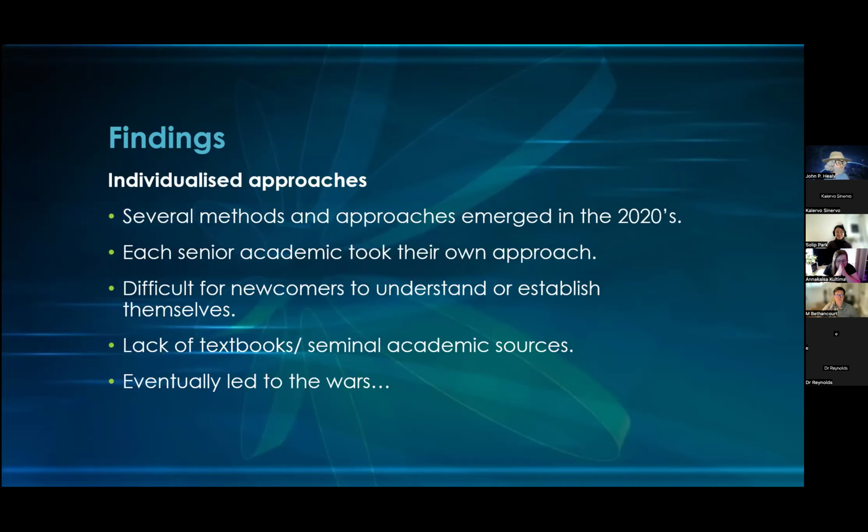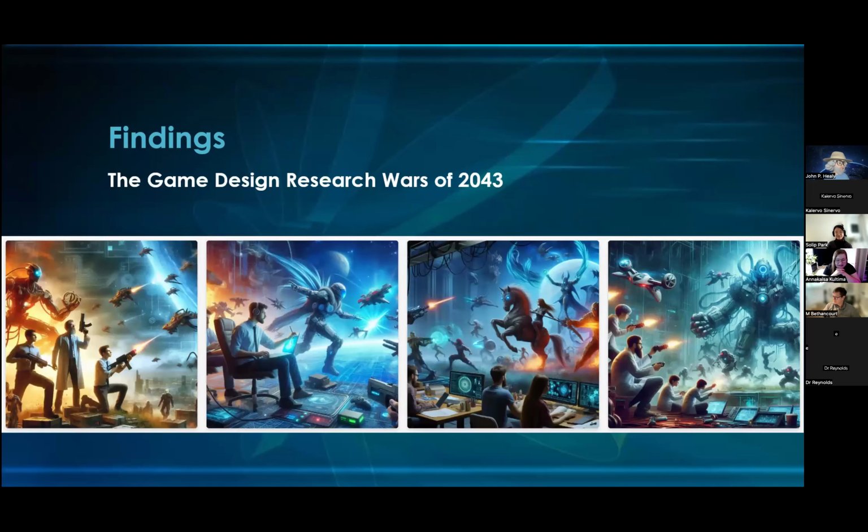Another factor that happened was the methods and approaches that emerged in the 2020s led to a dispersion of game design research into a number of different directions, with each senior academic taking their own approach, which led to a splintering as opposed to a consolidation of the field. And it became very difficult for newcomers to understand or establish themselves. A lack of textbooks and seminal academic sources meant that there was constant debate, which eventually led to the wars. As we're aware, this is being covered on the Amazon Microsoft Global TV streaming platform.